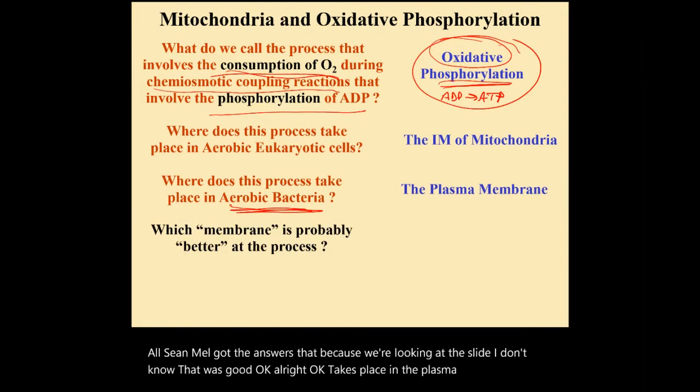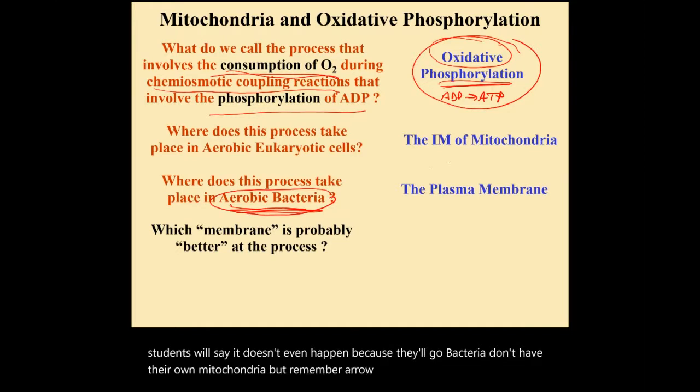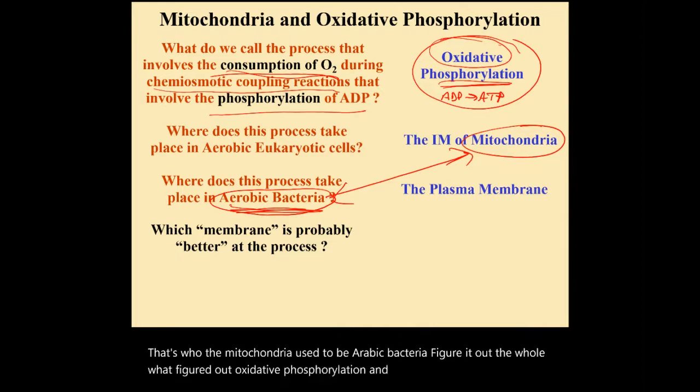Most students will say it doesn't even happen because they'll go, bacteria don't have their own mitochondria. But remember, aerobic bacteria and mitochondria are really what? The same thing, correct? That's who the mitochondria used to be. Aerobic bacteria figured out the whole what? Figured out oxidative phosphorylation. And then us eukaryotic cells engulfed them. And now we have it because we have mitochondria.